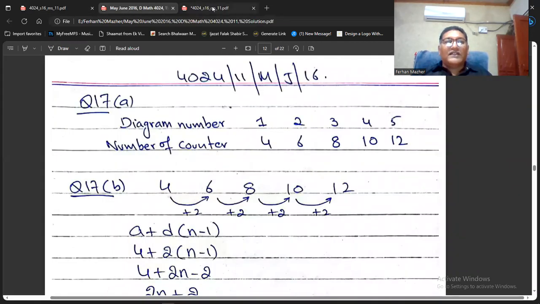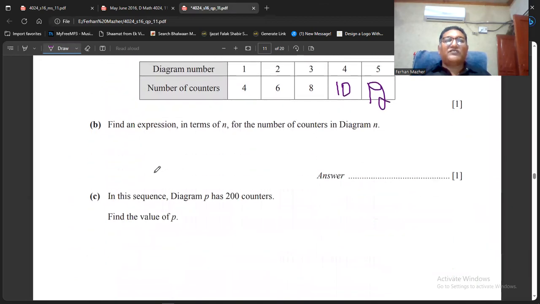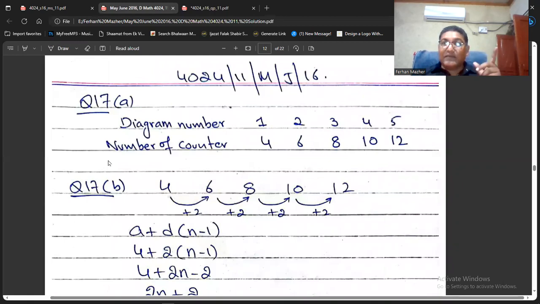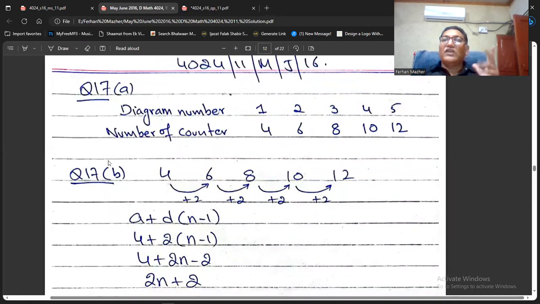Okay, so then the question is: find an expression in terms of n for the number of the counters in the diagram n. So I can find the nth term of this sequence. 2 is added, so it's an arithmetic sequence. If you have an arithmetic sequence, you can find its nth term. The formula is very simple. It is a plus d into n minus 1. Here a means the first term of the sequence. Here d means the common difference.